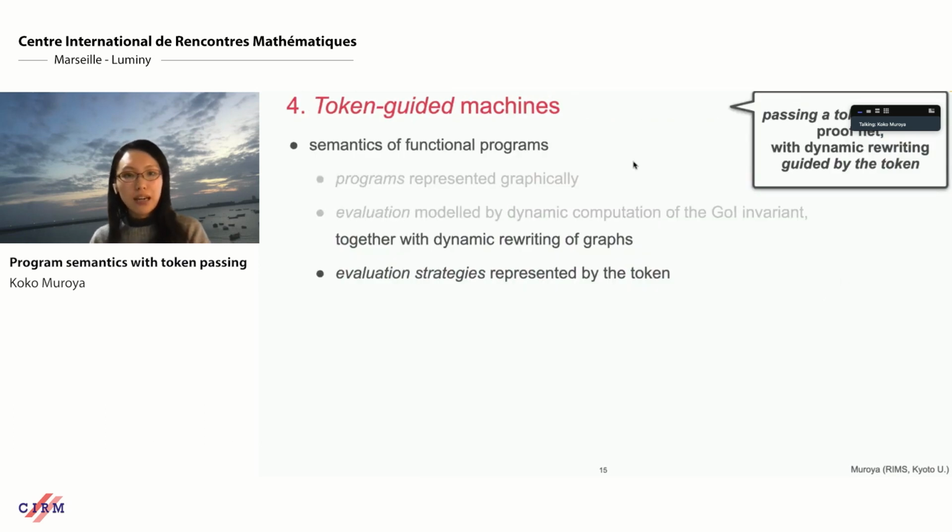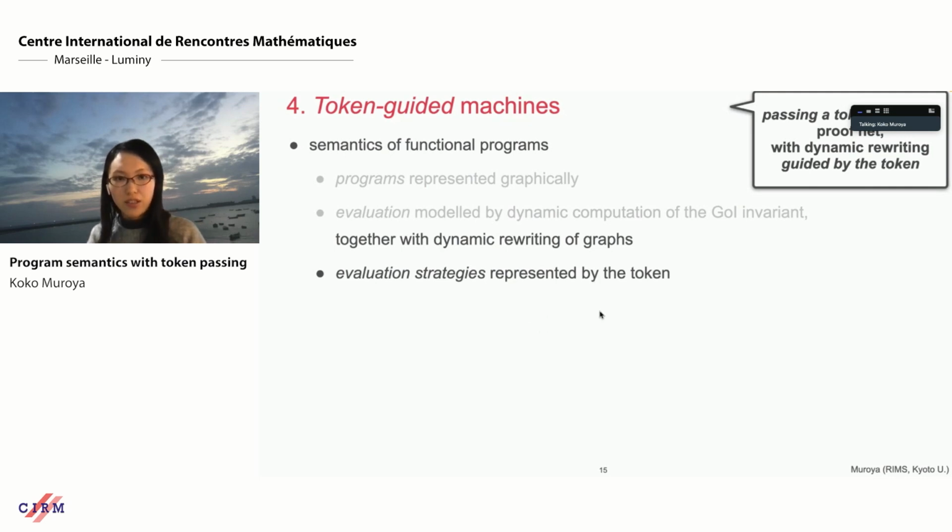So token guided machines have similar characteristics as token passing machines. For example, we still represent programs graphically, typically using proofnets or some other graph. And then evaluation is modeled by token passing, which dynamically computes the dual invariant. But we now add the ability to rewrite graphs dynamically. And then most notably, evaluation strategies can be represented by the way the token travels around.